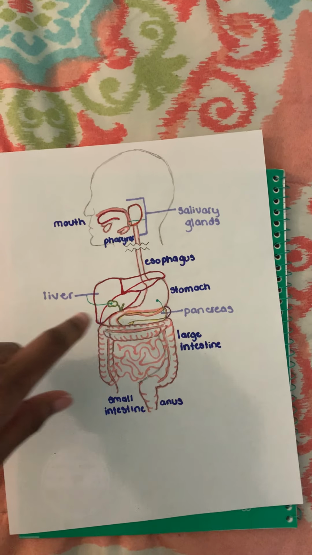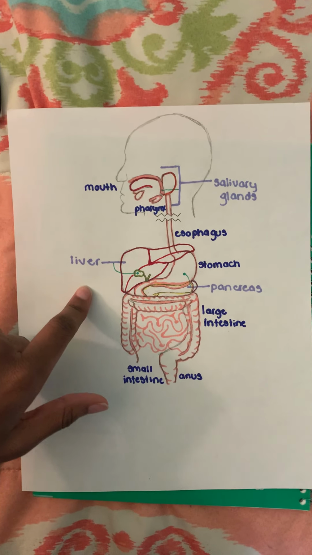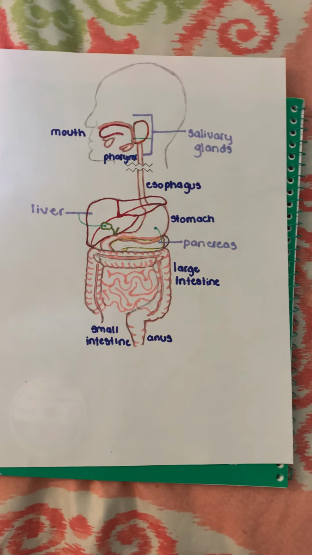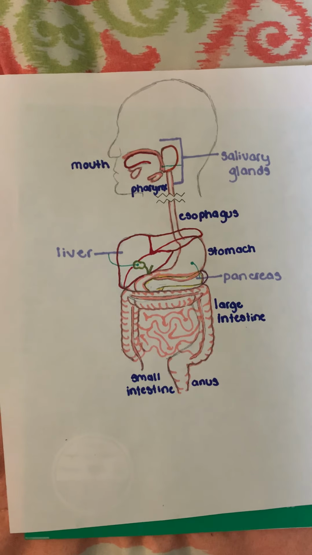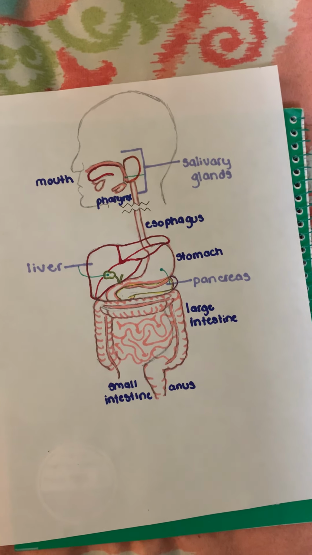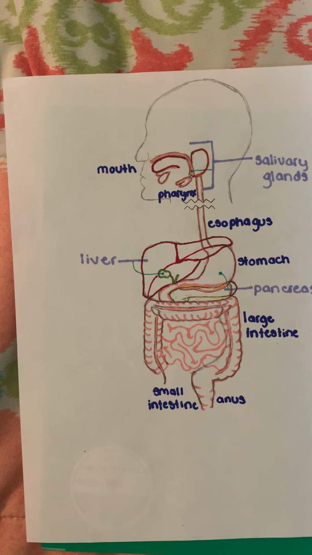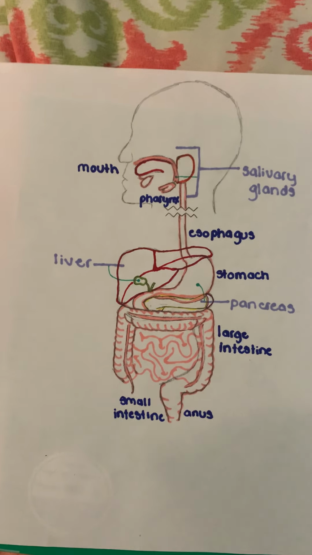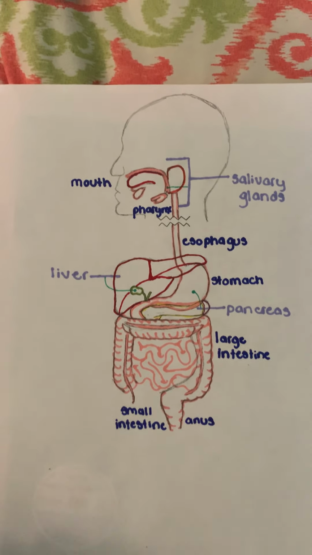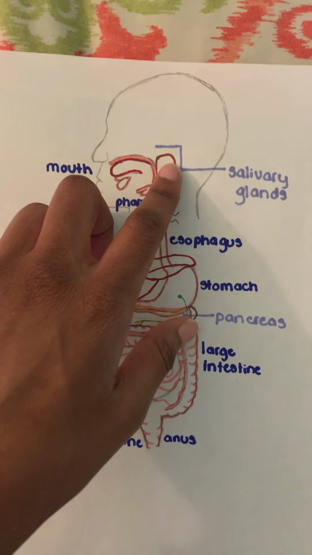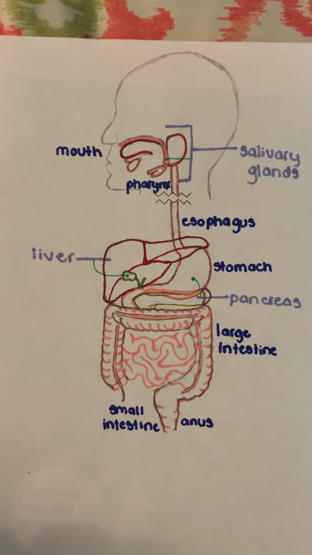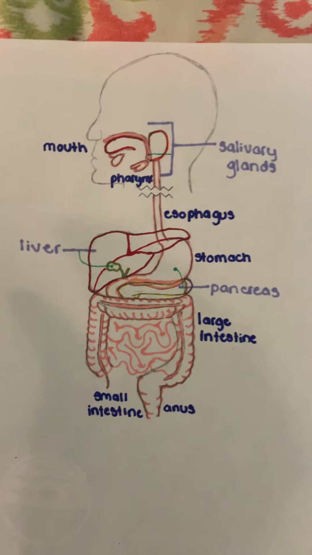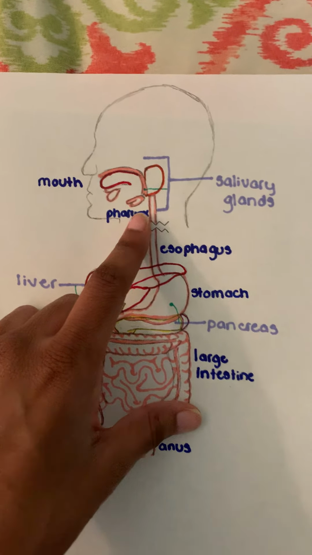The next part of the prompt says to describe the function of the ones that I have here in the lighter bluish purple color: salivary glands, the liver, and the pancreas, specifically related to digestion. So with the salivary glands, like I said, there's 3 of them. There's the parotid gland, which is the big one right here. Then there's the sublingual gland, which is the little one right here. And then there's the submandibular gland, which means under the mandible, which is right there.